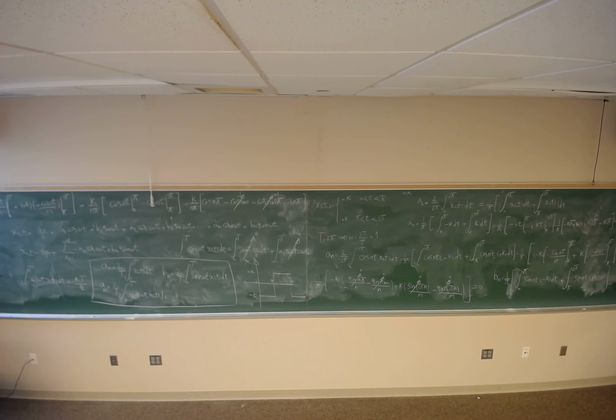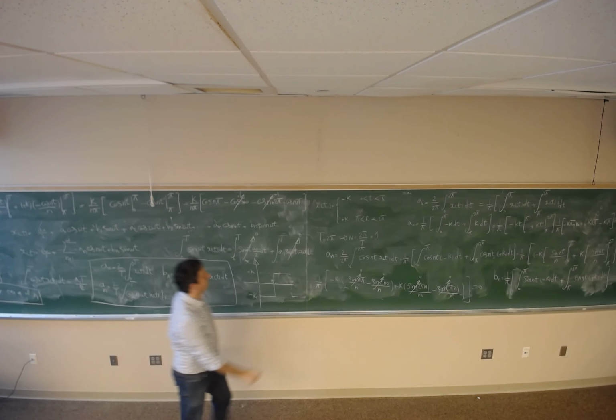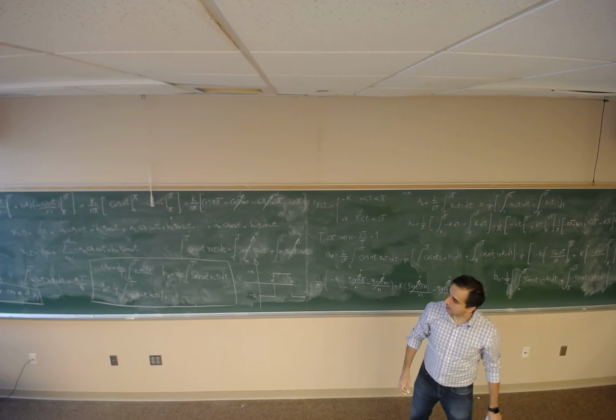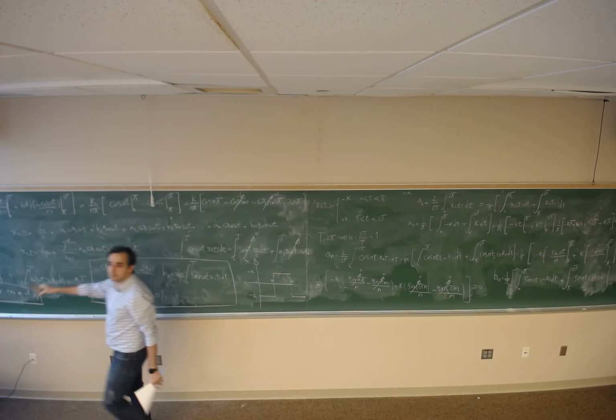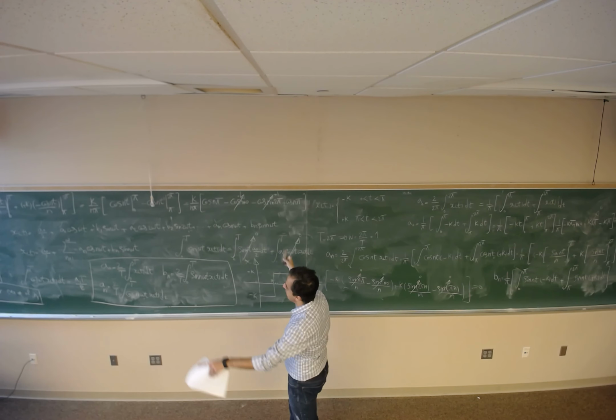So for any odd values of n, Bn would be this. For even numbers, Bn is going to be 0. Good? Any question about this?